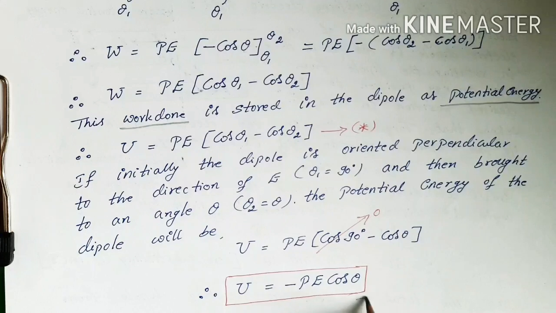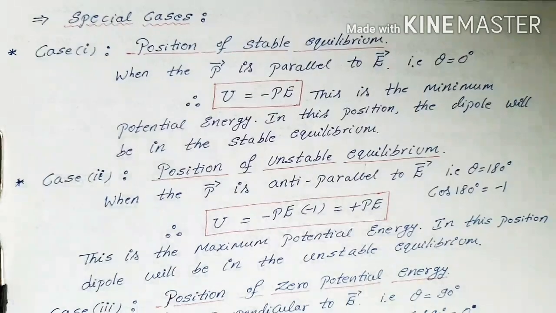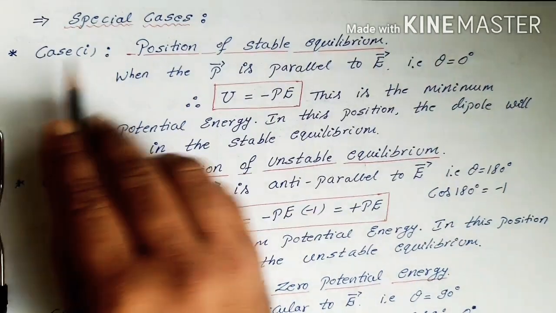By using this equation, we can now predict when the electric potential energy in the dipole is maximum, minimum and zero. And when the position becomes stable or unstable, that also we can discuss. Now by using the previous equation, U is equal to minus PE cos theta, we are discussing the special cases here.